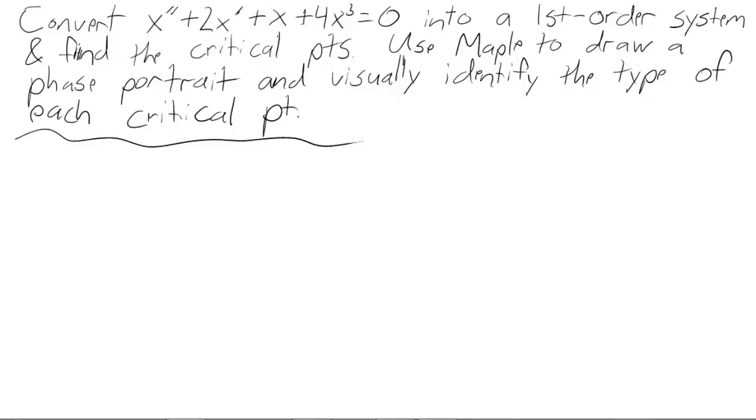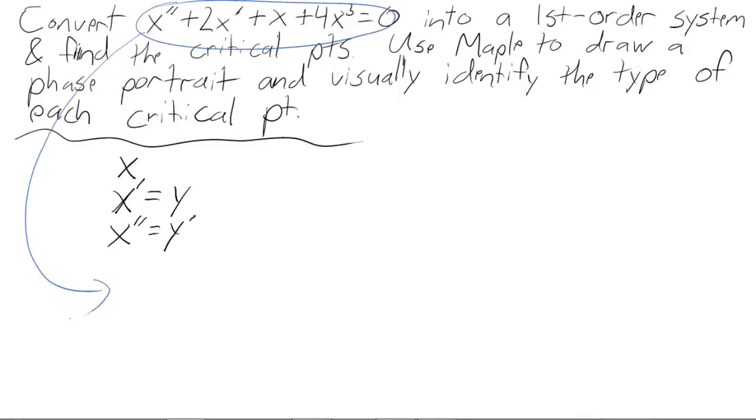So when we convert the second order differential equation into a first order system, well, we need two variables because of the second order, so let's let one of our variables just be x, and then we'll take x prime, we'll make that y, and then notice our x double prime will equal y prime. And so we can go ahead and take our equation and solve for x double prime. So x double prime is equal to, well, negative 2x prime minus x minus 4x cubed.